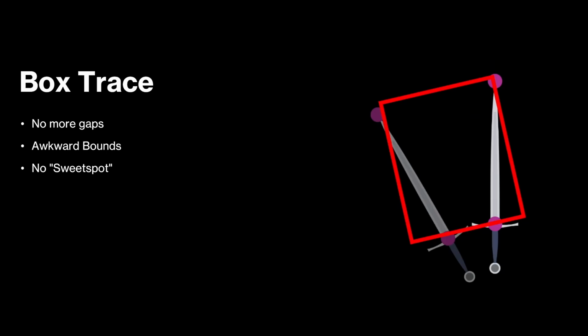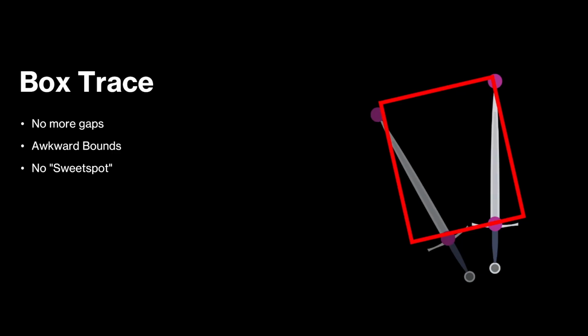The box trace fixes the gaps, but as you can see, this leaves some very awkward bounds for the mesh. Now, I'll admit this is a bit of an exaggerated view. This bound could have been a parallelogram. However, the box trace is of course just 8 vertices, so you can't really bend it in any way. Another thing is that it has no sweet spot. Now, I'll get into later what I mean by that exactly.